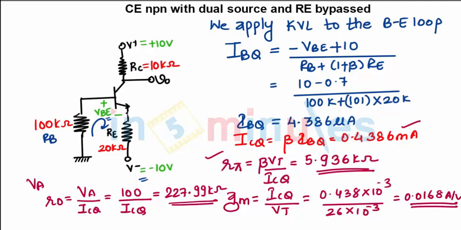So these values are required for the AC analysis. Now what is our next step? We draw the circuit under AC operating condition.